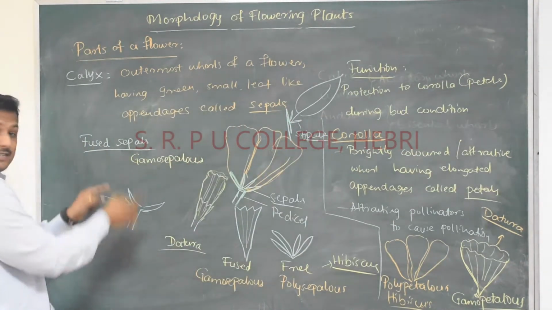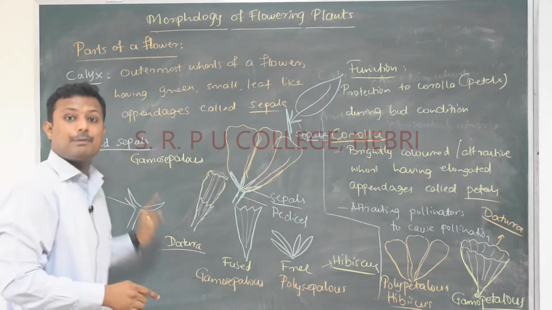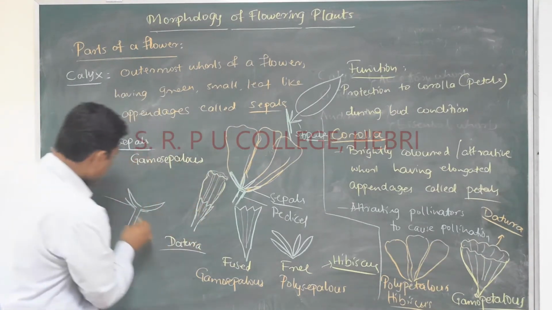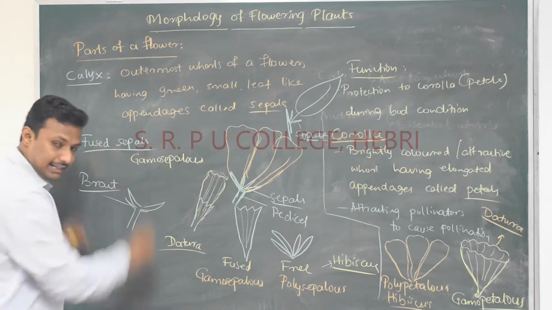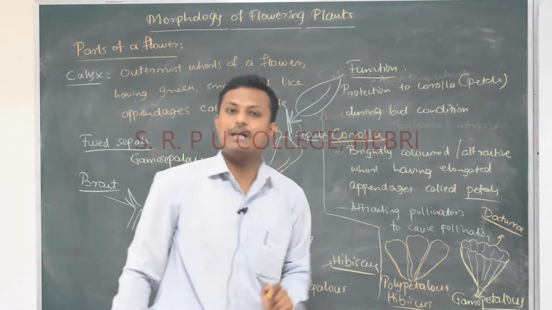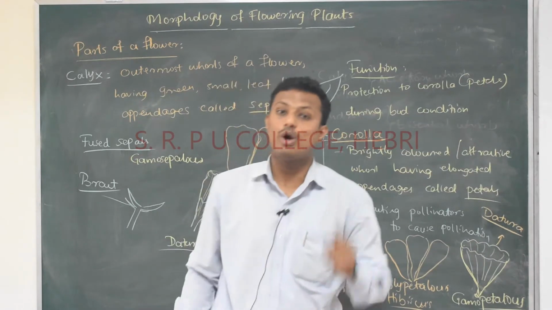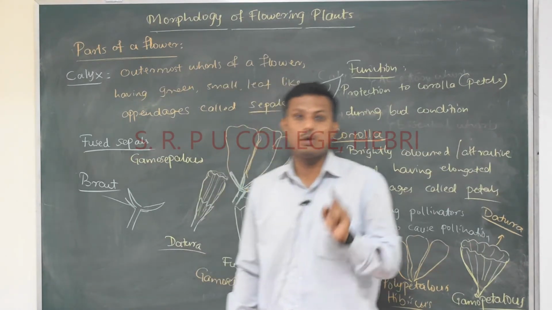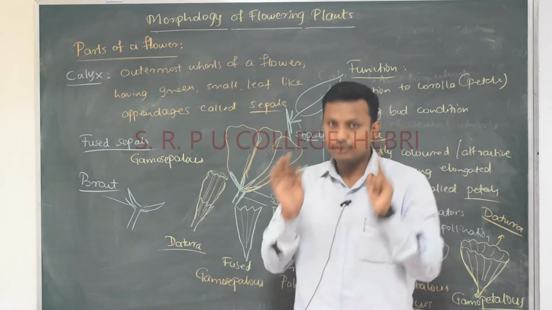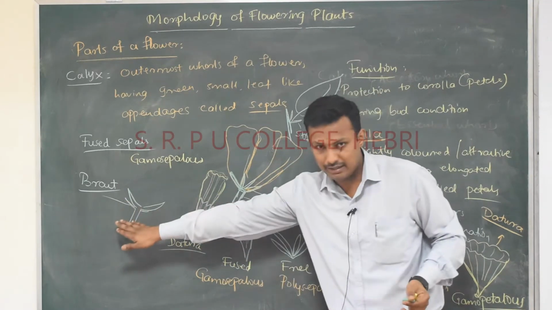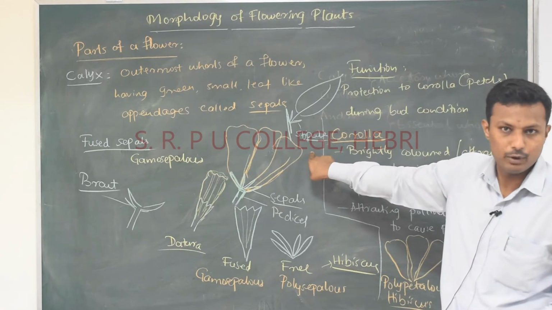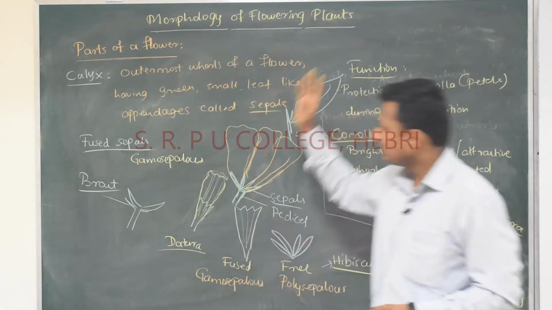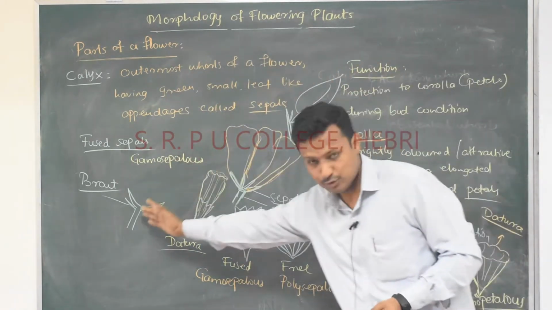But here, similar leaf-like appendages, if they are present at the base of the flower, they are not called stipules, they are called bract. Such a small leaf-like appendage present at the base of the flower, that will be called what? Bract. Okay, not to get confused: in the flower condition we call it bract, in the leaf condition we call it stipule. Okay, see, this is about the calyx, corolla, and also the bract.